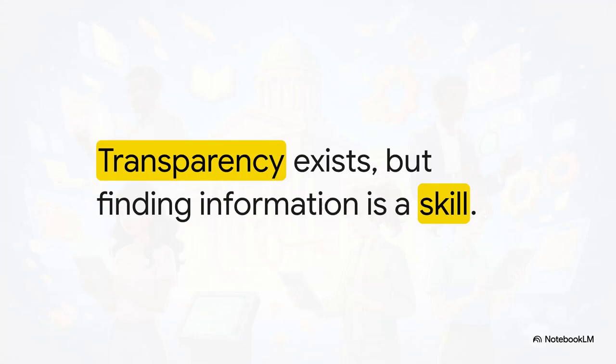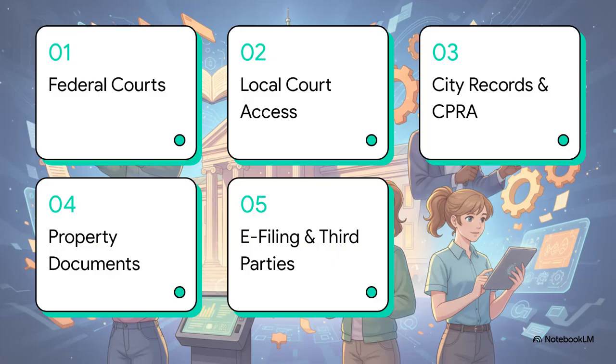Here's the fundamental truth we've got to establish right off the bat. Finding public information is a skill. It's a highly specific, acquired skill. Now, transparency laws absolutely exist to protect your right to know, but the government doesn't just keep all its records in one giant, neatly organized filing cabinet. The data is heavily siloed. To be successful, you must know exactly where to look, which portal to use, and what rules apply to that specific jurisdiction.